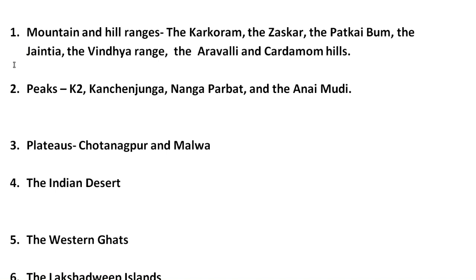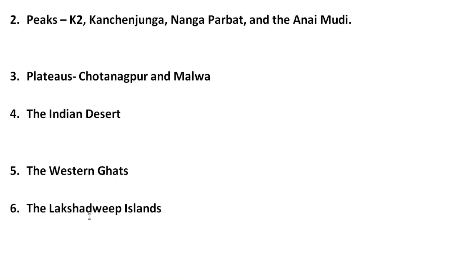First of all, under the mountain and hill ranges, they can ask the Karakoram and the Pir Panjal ranges. You have to locate the Zaskar, the Patkai Bum, the Jaintia, the Vindhya range, the Aravali and Cardamom hills. Next, under the peaks, they can ask K2, Kanchenjunga, Nanga Parbat, and Anaimudi. Under the plateaus, Chota Nagpur and the Malwa. Next, we have the Indian desert, the Western Ghats and the Lakshadweep Islands.